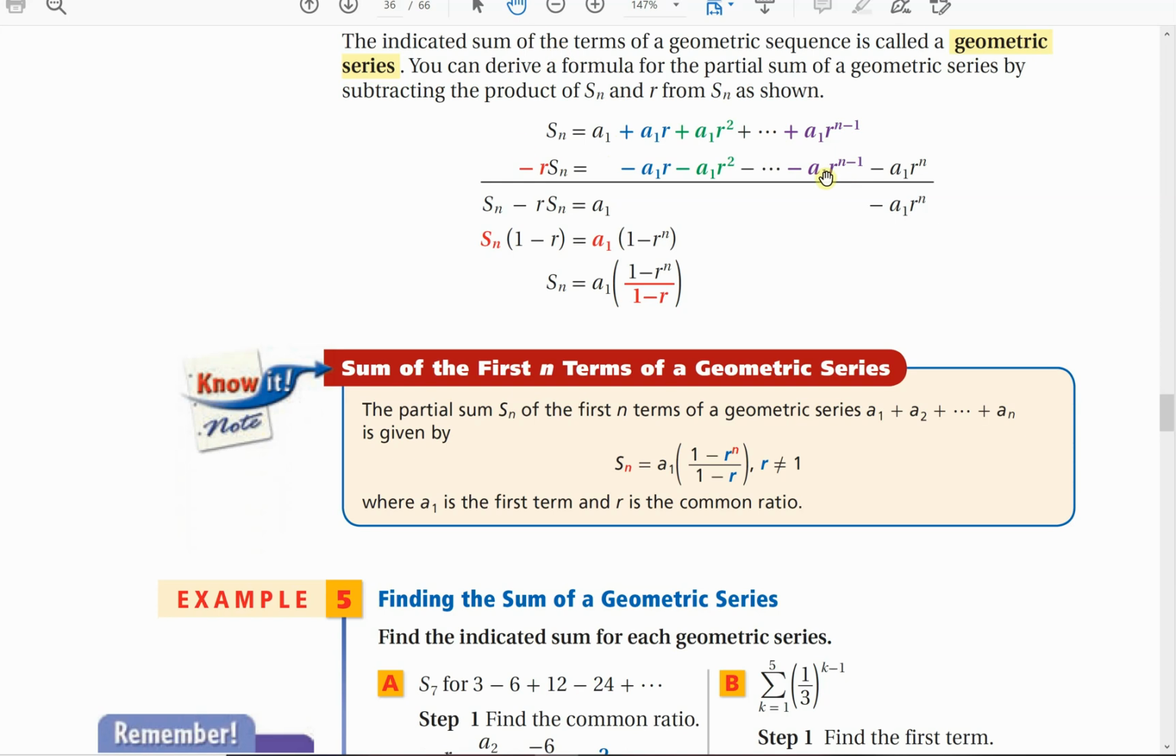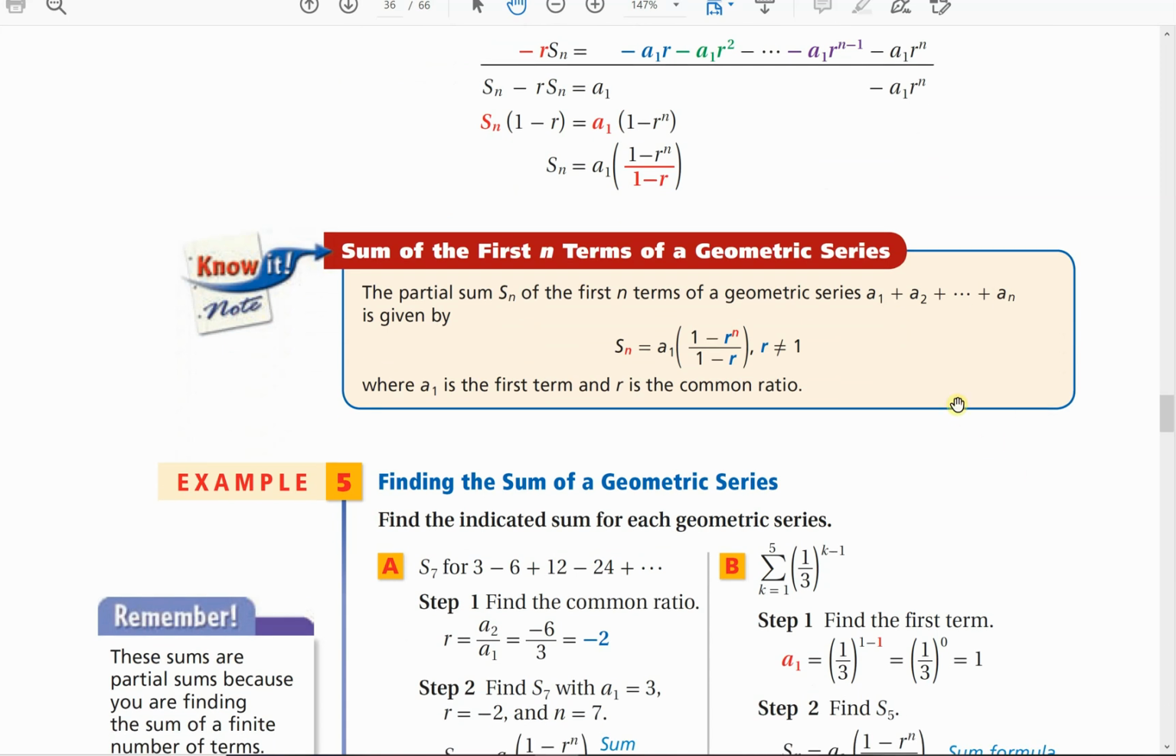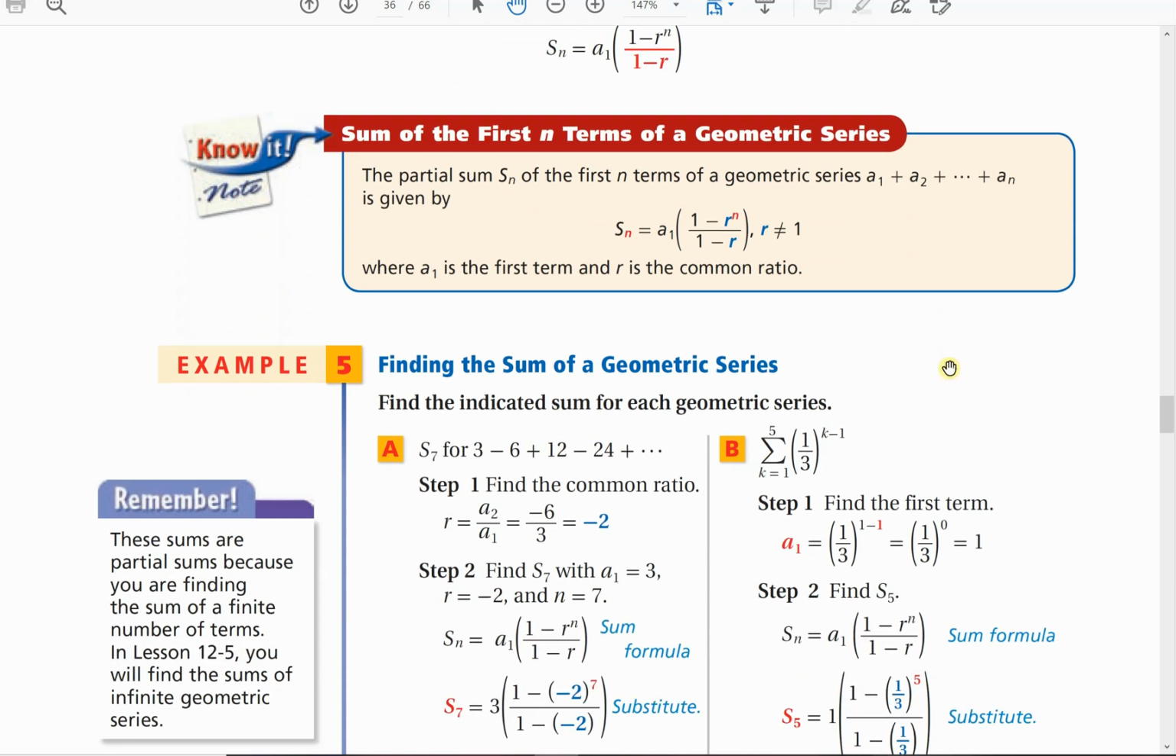And they go through all this math stuff, but they end up getting this. S sub n equals A1 times 1 minus r to the n divided by 1 minus r. So basically, if you know r, and you know n, and you know the first term, you can find the sum of any number of terms in a geometric series. So how does that work?